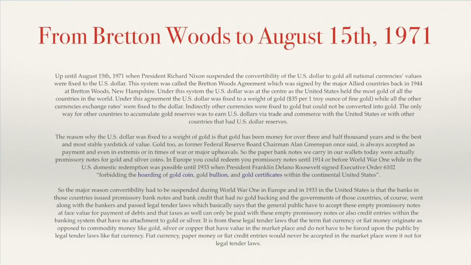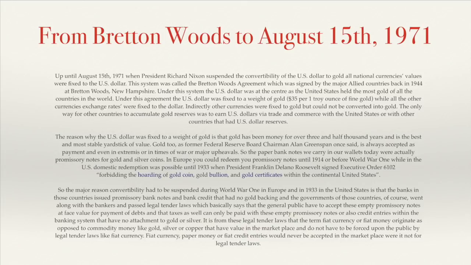Up until August 15th, 1971, when President Richard Nixon suspended the convertibility of the US dollar to gold, all national currencies' values were fixed to the US dollar. This system was called the Bretton Woods Agreement, which was signed by the major Allied countries back in 1944 at Bretton Woods, New Hampshire. Of course, in 1944, the world was still at war. Under this system, the US dollar was at the center as the United States held the most gold of all the countries in the world.